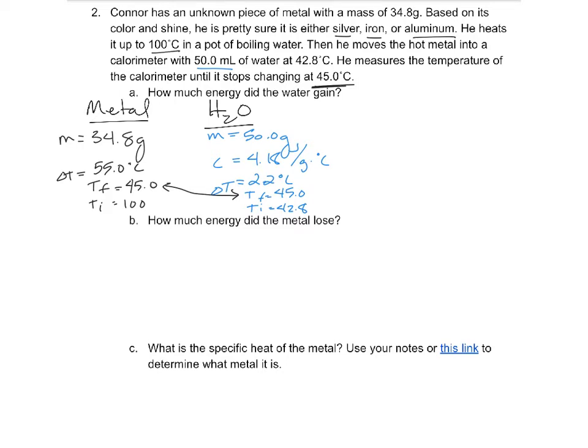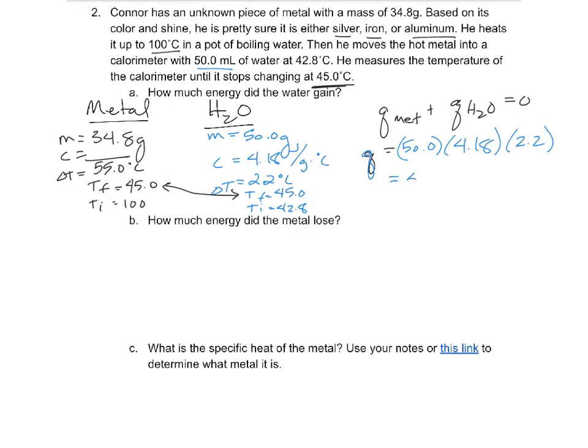And the only thing we don't know is the specific heat of the metal. So in this case, remember, the heat of the metal plus the heat of the water has to equal 0. So for the water, let's do water in blue, is 50 grams times 4.18 times 2.2 degrees Celsius. If you did all of this math on a calculator, you would get the number 459.8 joules.